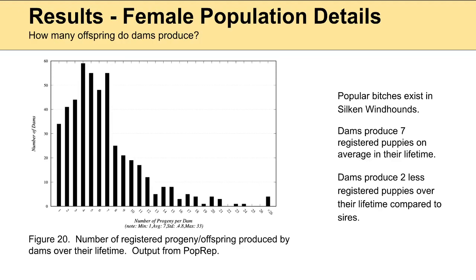But this shows that on the right-hand side of the chart we have a popular bitch problem, same as the popular sire problem, and that the majority of dams are not producing very many puppies over their lifetime. Well, we don't know if they're producing very many puppies. We know that their puppies are not being registered.